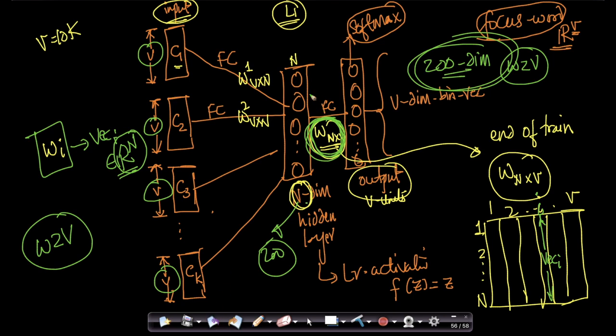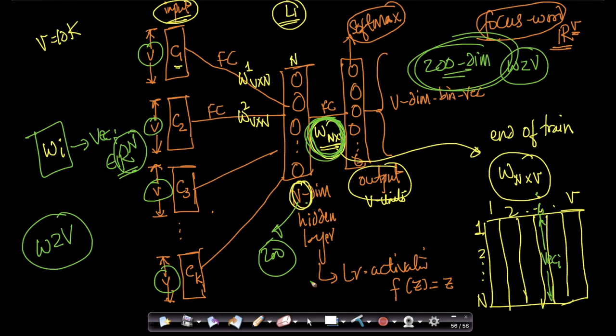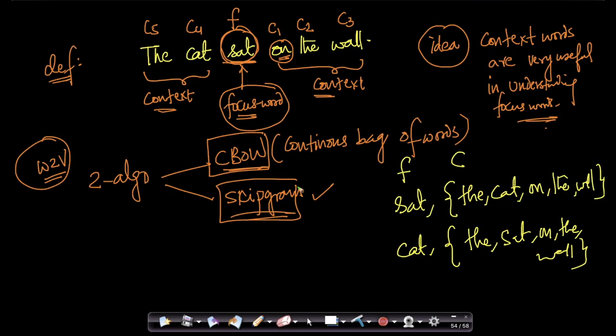This matrix of weights connects the hidden layer and the output layer, right? So this is CBOW, a very, very simple algorithm. In the next video, we will see skipgram. Skipgram is very, very similar to CBOW, but with small subtle changes. We'll understand that in the next video.